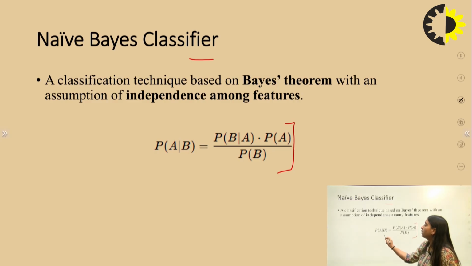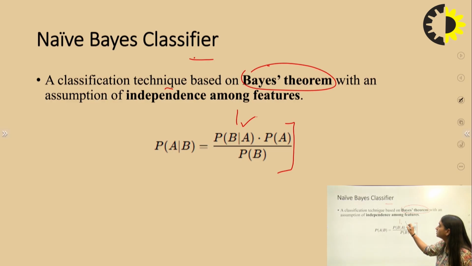It says P(A|B) is equal to P(B|A) dot P(A) by P(B). We have discussed this formula in the last lecture. It is a classification technique, mainly used for classification purposes, and it is based on the Bayes theorem. We have the same formula as in the Bayes theorem, with an assumption that all the features or all the events are quite independent.